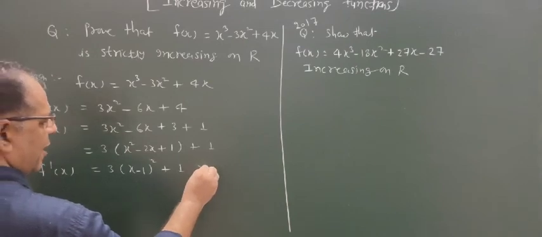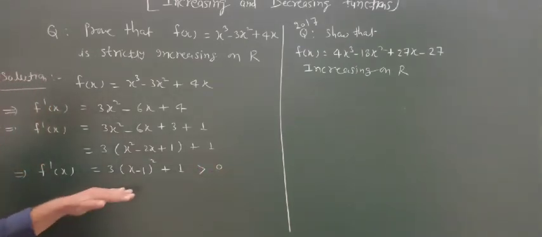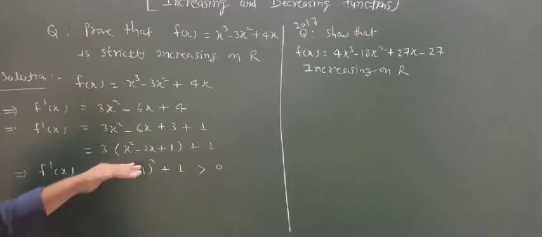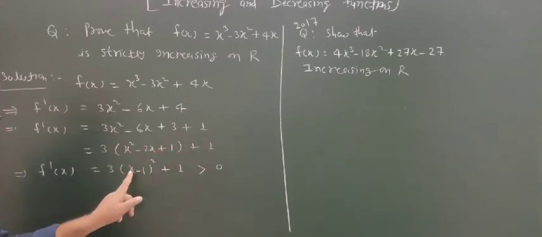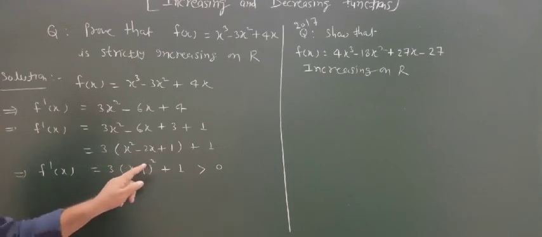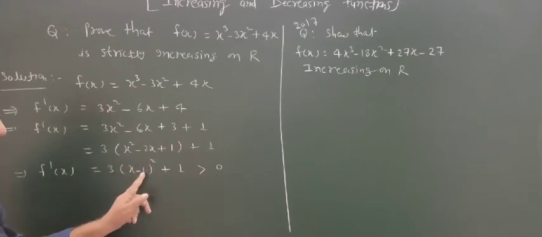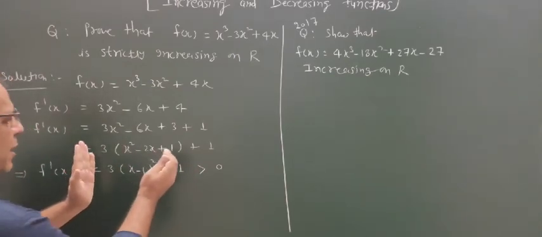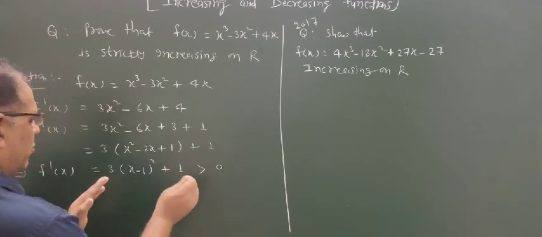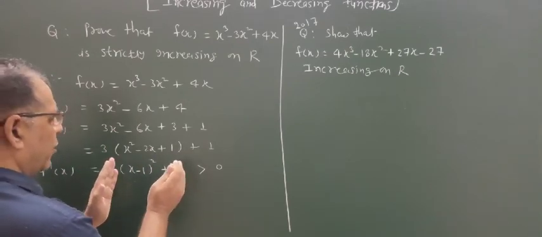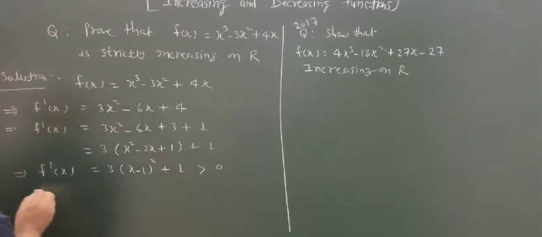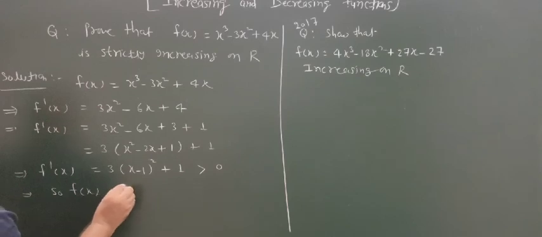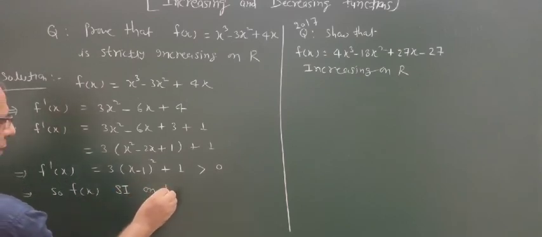So this is always greater than 0. Now we can say finally this total value is always positive, because a square can never be negative. The minimum value of x minus 1 whole square may be 0, then the 1 is the remaining value. So the minimum value becomes 1. So this value is never equal to 0 or less than 0. So f(x) is strictly increasing on R.